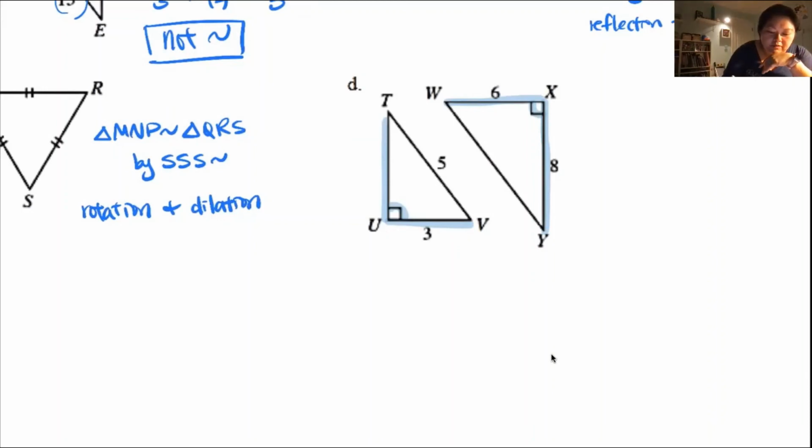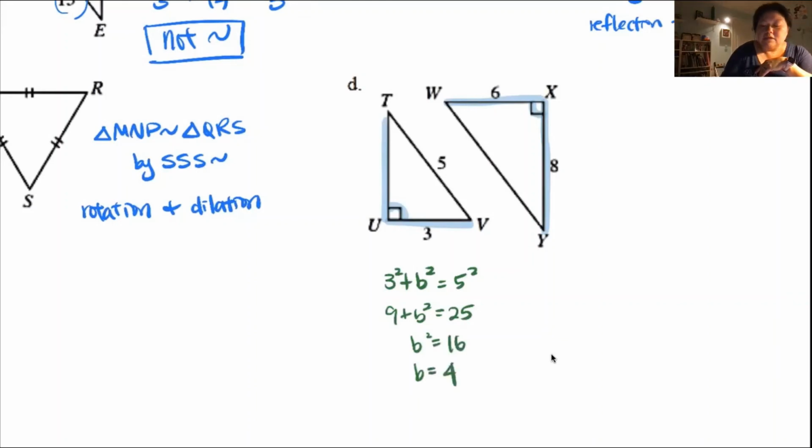Okay, so I'm going to use the Pythagorean Theorem and say, okay, I have 3 squared plus b squared, that's the other leg, equals 5 squared. So 9 plus b squared equals 25. Subtract 9, b squared equals 16. Square root, oh, this is perfect, so it's 4. So this is going to be 4.